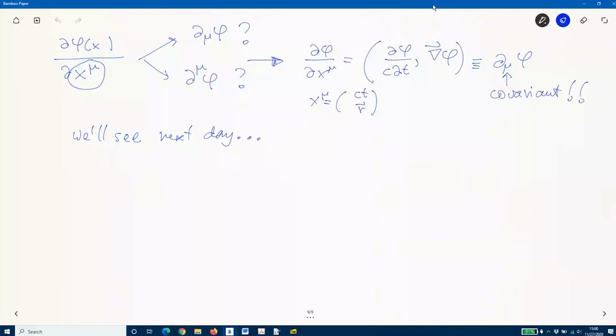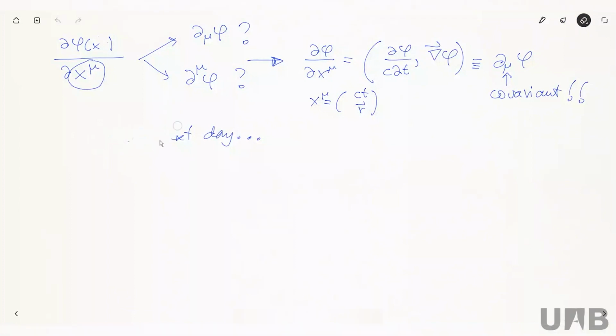Okay, so now we're going to answer the question that we asked the last day, which is: what is the derivative of a scalar phi with respect to the contravariant vector x mu? We're going to answer this question in two different ways. The first one is going to be the simplest one.